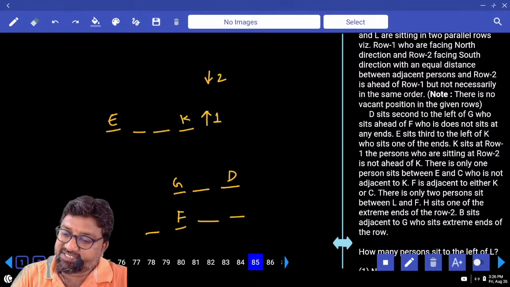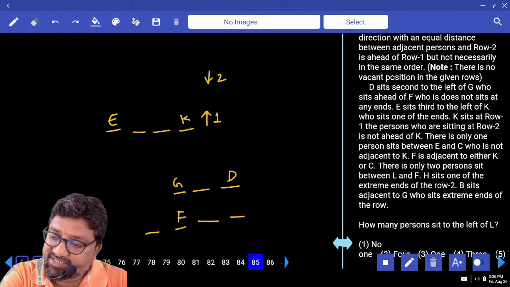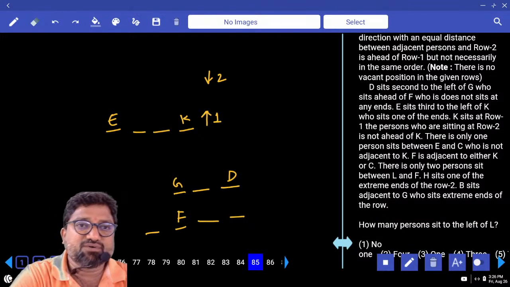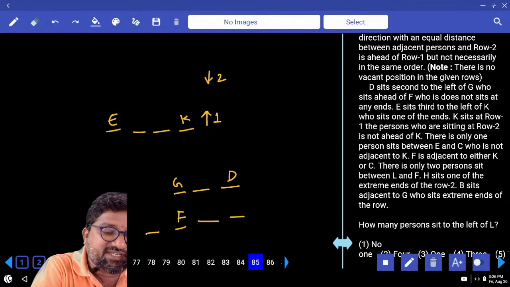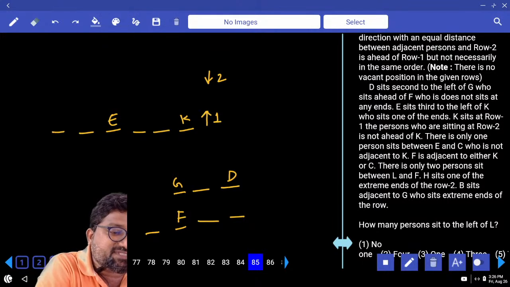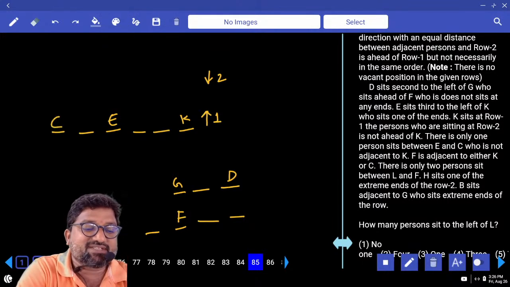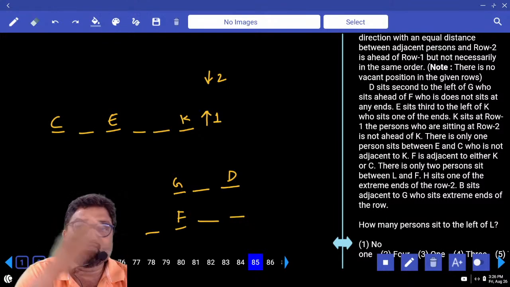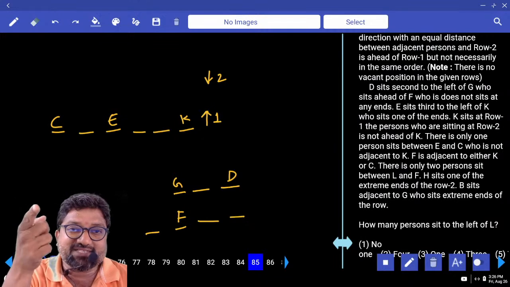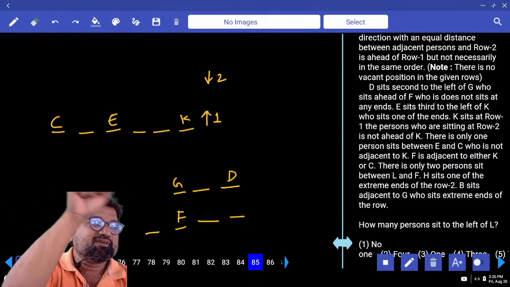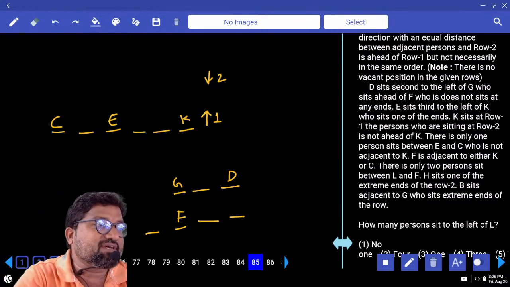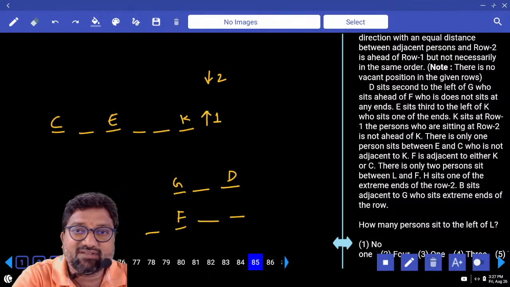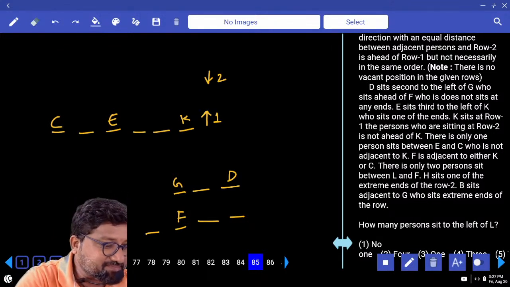There is only one person sitting between E and C. C who is not adjacent to K. One person between E and C, C who is not adjacent to K, and definitely I have to go this side. In row 1 how many places are covered? 6 places. How many more places are left out? 4. Those 4 places can be in row 2, it may be, we don't know. Understood? Read the next line.